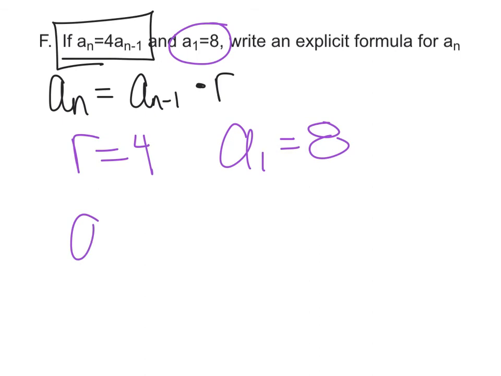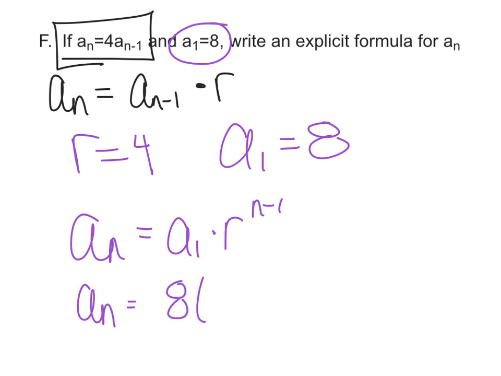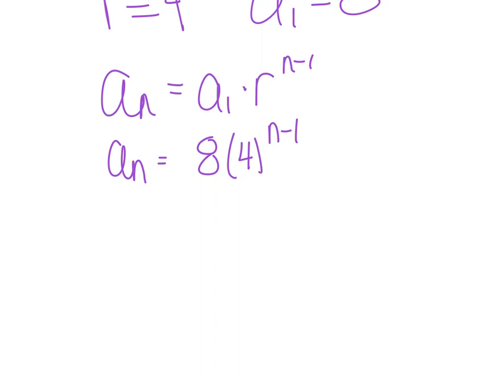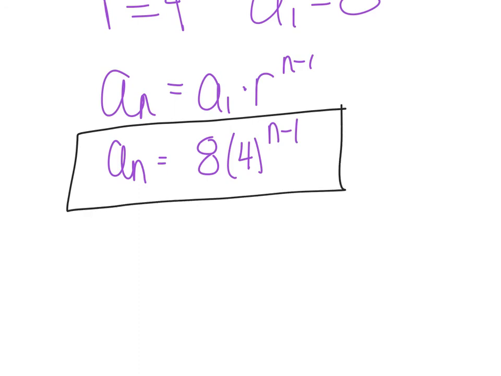Now I just need to write my explicit, which is a sub 1 times the ratio to the n minus 1. So a sub n equals a sub 1, which is 8, times my ratio of 4 to the n minus 1. And I just want to reiterate, you cannot say this is 32 to the n minus 1. I want to be very clear, this exponent, we've already done exponent properties this year, is only on the 4. So this, in fact, is my final answer.